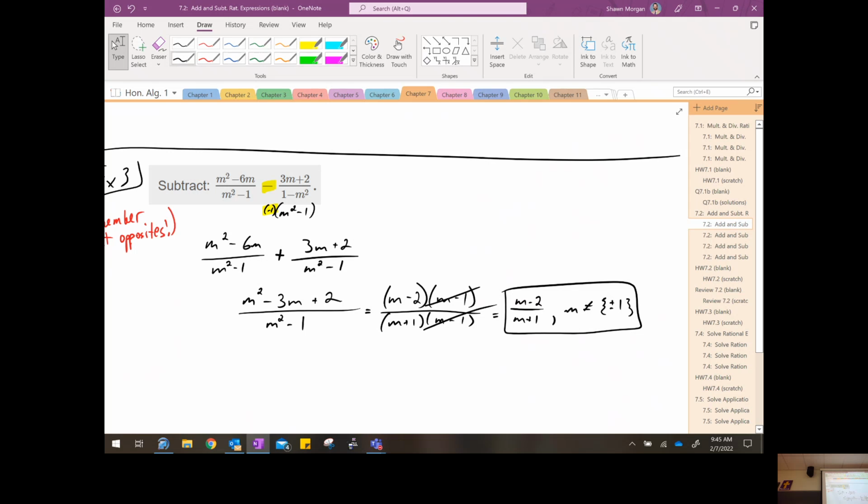Why is it negative 3? Because of the combining of these like terms, negative 6 plus positive 3.